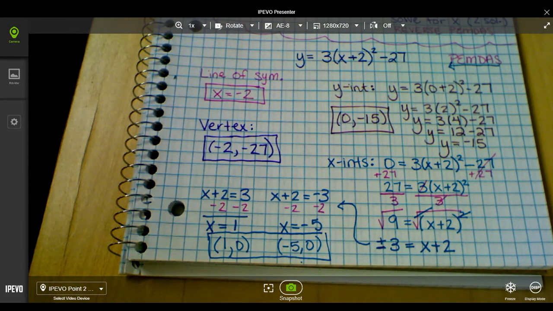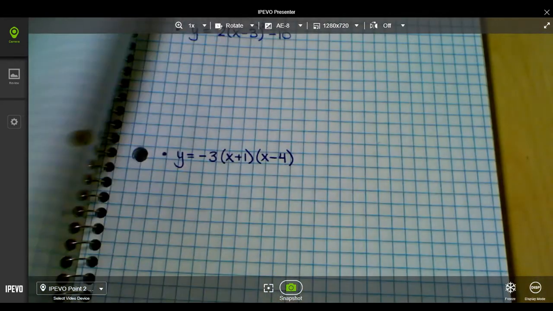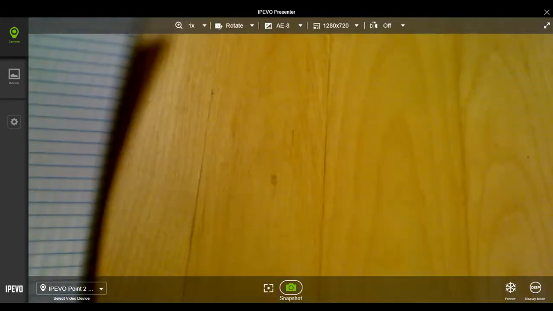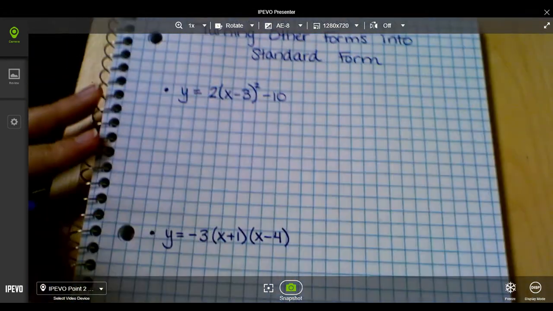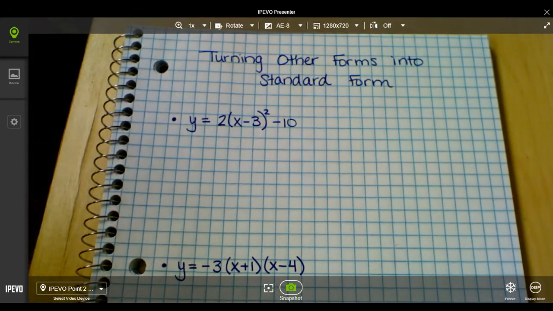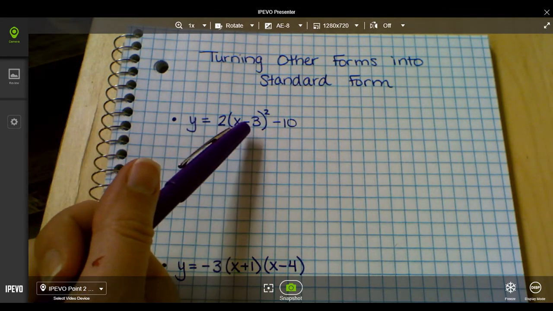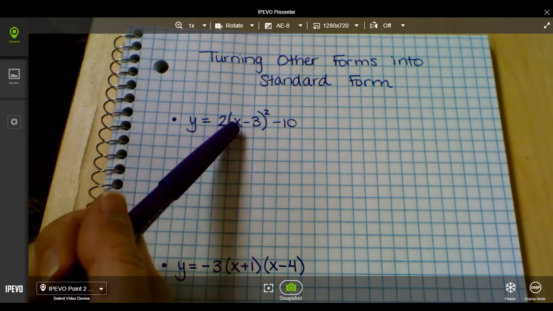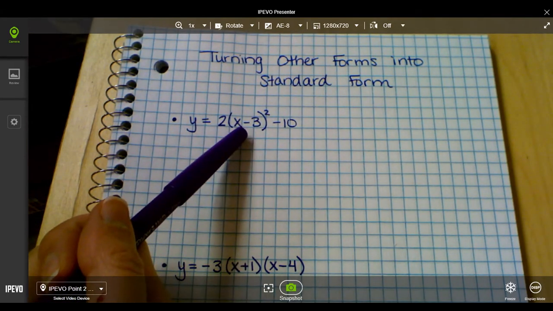Okay, and on the very end of your class kit is just turning the other forms into standard form. So I have a vertex form and a factored form over here. Again, watch the other video for the factored form to find all the parts of your parabolas. Okay, over here, when we are putting these into standard form, we're still following order of operations, except for when it says parentheses, we can't add or subtract in this case because we don't know what x is yet.